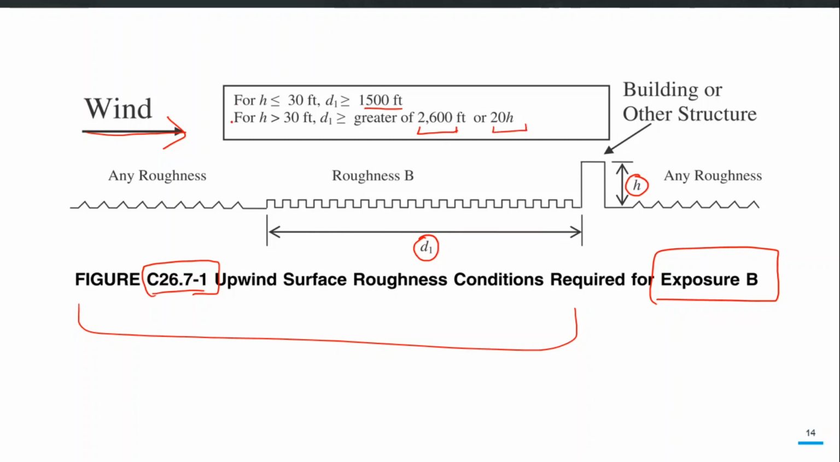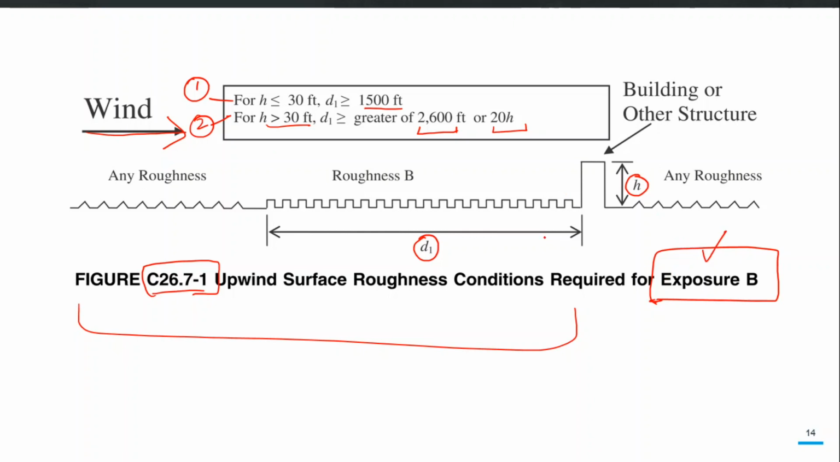If any of these two conditions are fulfilled, depending upon your height of the structure, if it is less than 30 feet, then this first condition should be fulfilled in order to classify this as the exposure B. Or if your height is greater than 30, then this condition 2 should be fulfilled in order to get classified for exposure category B. So if any of these two conditions, depending upon height of the building, fulfills, then you assign an exposure category B.